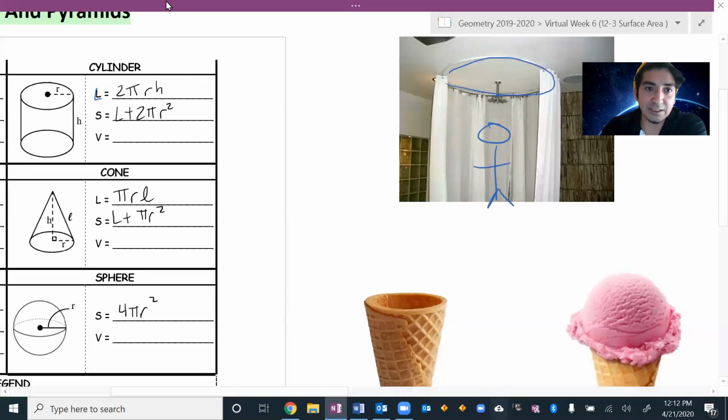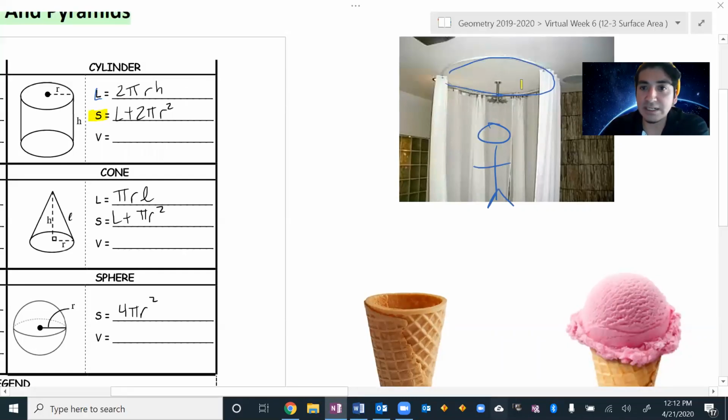So the surface area is initially what it incorporates here, and then the very bottom down here, what they're standing on. So that would be considered the surface area of a cylinder. A few things to consider as we're going here.